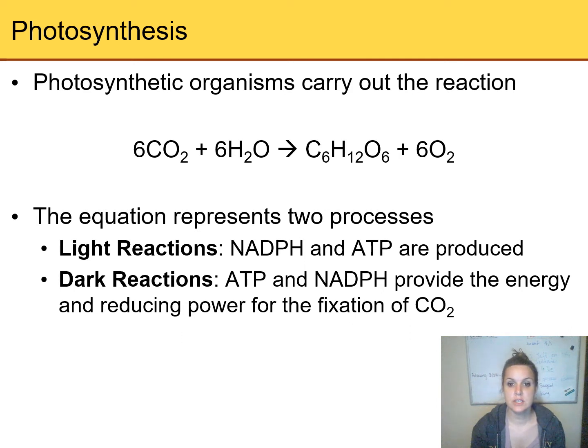So the equation has two processes, and really there are many stages to those processes. We have a series of light reactions. They are going to produce NADPH and ATP. And then we have a series of dark reactions where ATP and NADPH, produced in the previous ones, provide the energy and reducing power for a process called carbon fixation.